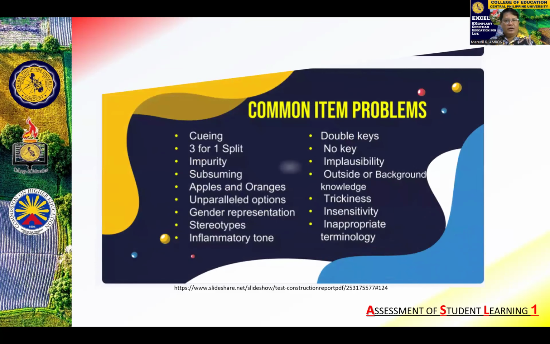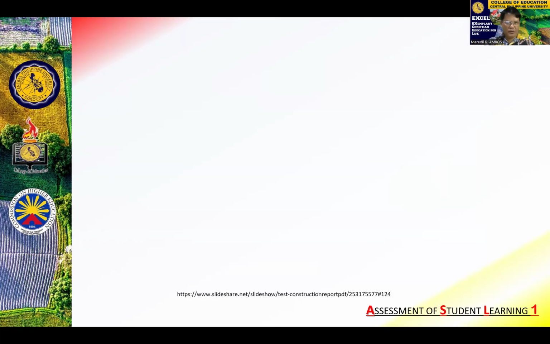There are actually common item problems in a multiple choice test. For example, you have cueing, the 3-for-1 split, impurity, subsuming, the apples and oranges, unparallel options, gender representation, even stereotypes, imperative tone, the double keys, the no key, implausibility, the outside or background knowledge, the trickiness of the question, the insensitivity, inappropriate, and lastly, inappropriate terminology. Let's have examples of these.